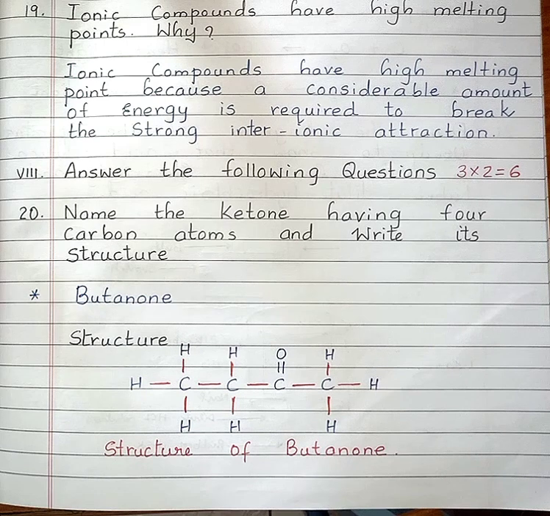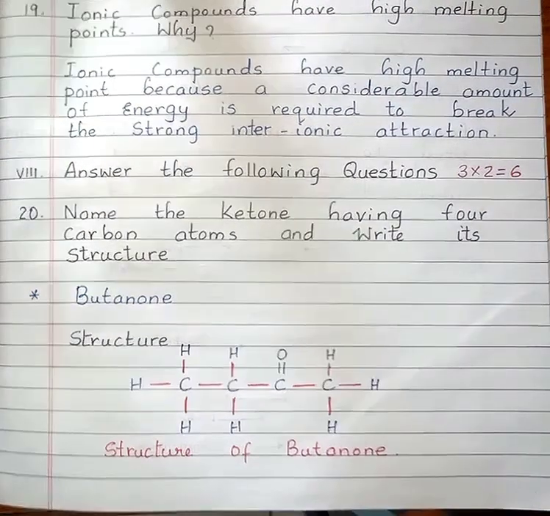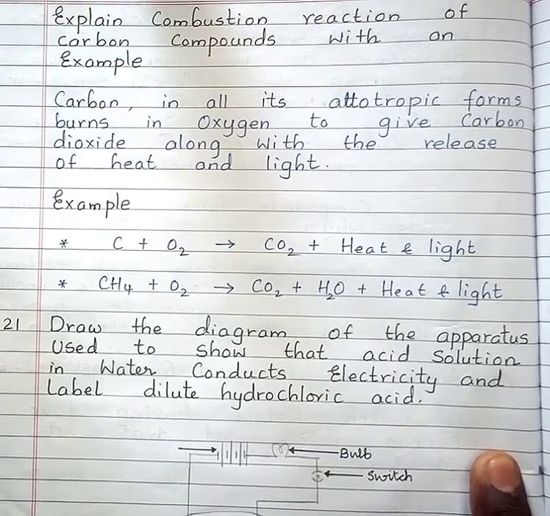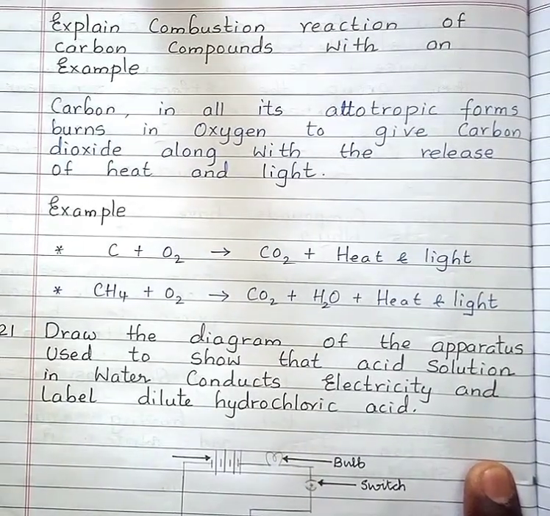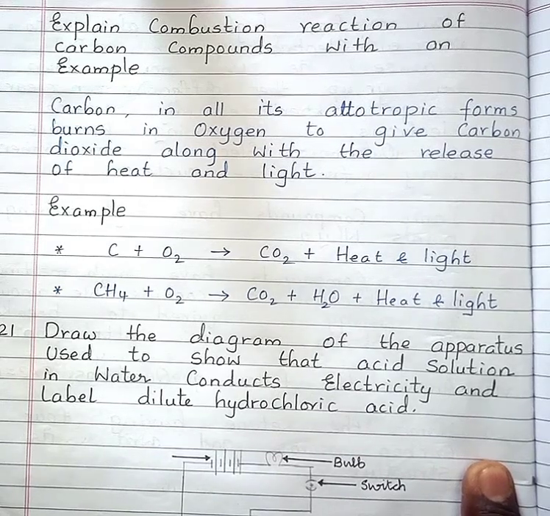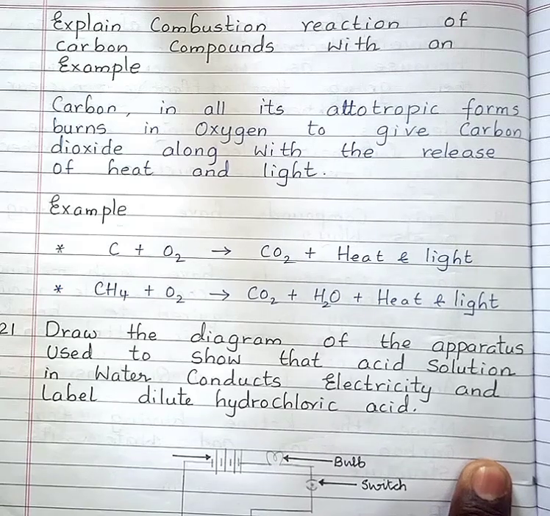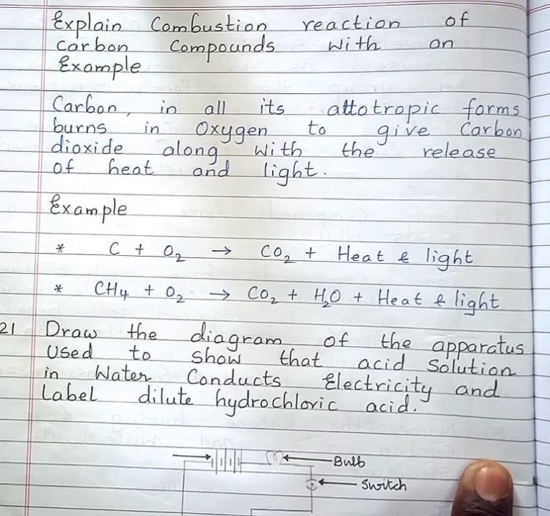Answer the following questions. 2 marks question. Question number 20. Name the ketone having 4 carbon atoms and write its structure. Answer. The ketone having 4 carbon atoms is butanone. But indicates 4 carbon atoms. The suffix -one indicates the functional group ketone, that is C double bond O. Now you can practice this structure.